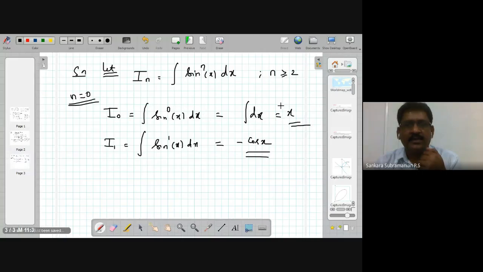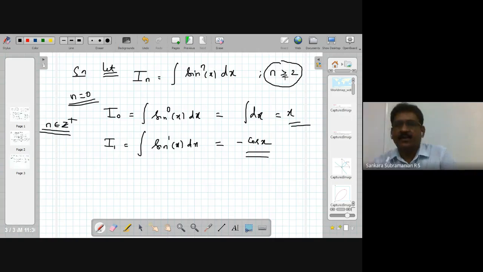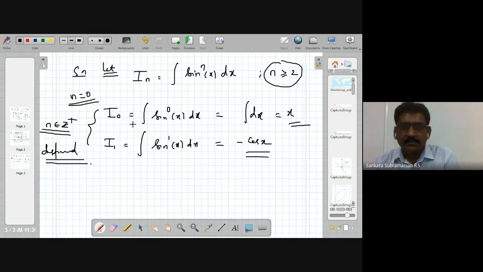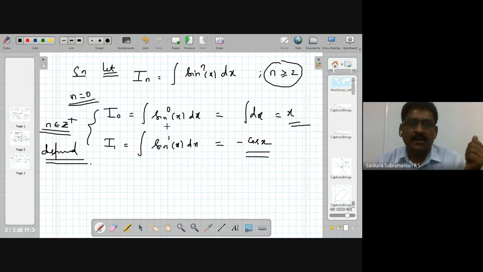I talked about n being a positive integer, and I want to find the recursion relation for the case when n is 2 or more. So you may have a question: what happens if n equals 0, and what happens if n equals 1? This should be defined, like 0 factorial. So I0 is defined as x, and I1 must be defined as minus cos x. Now, we are interested in finding the relationship between In and its lower orders, In minus 1 and In minus 2.